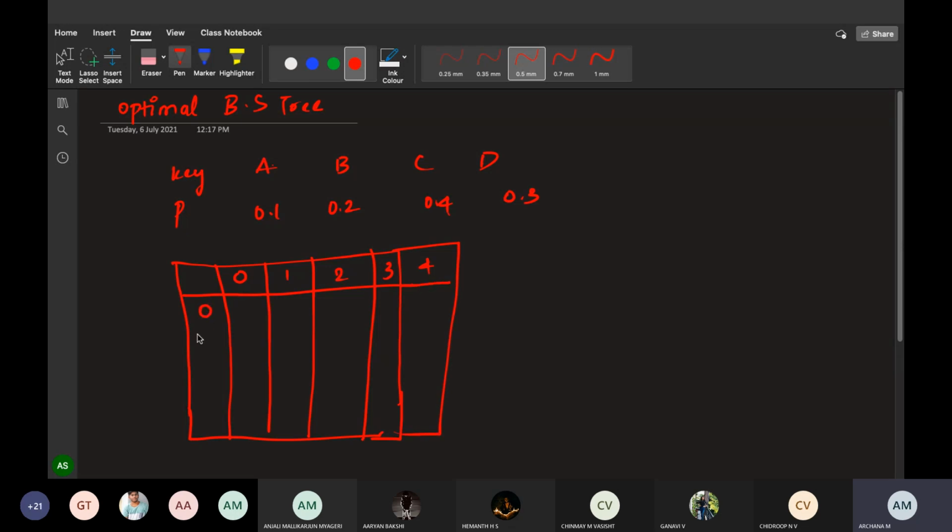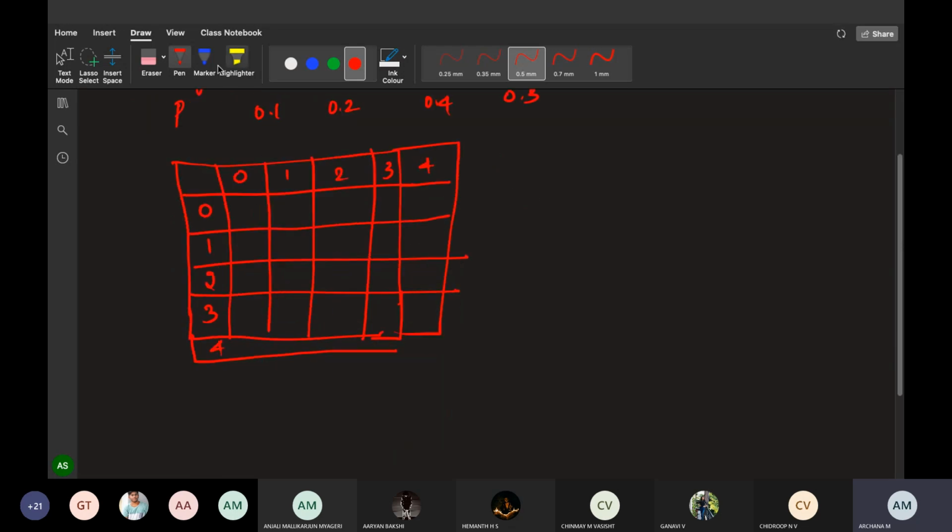Now again here also 0, 1, 2, 3 and 4. This is what we have to do, very important. Even though there are only 4 keys, you have to construct a table in such a way that it has 5 values, because it should always start with 0. That is very important. Okay, this is one table.